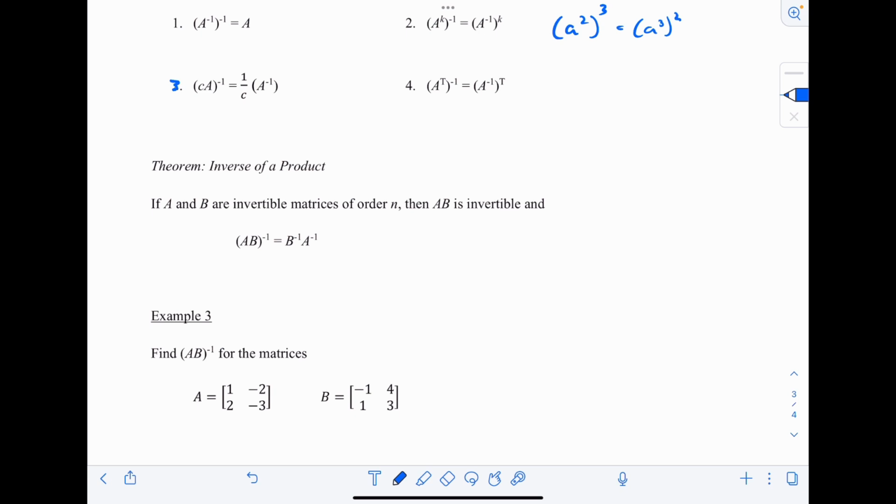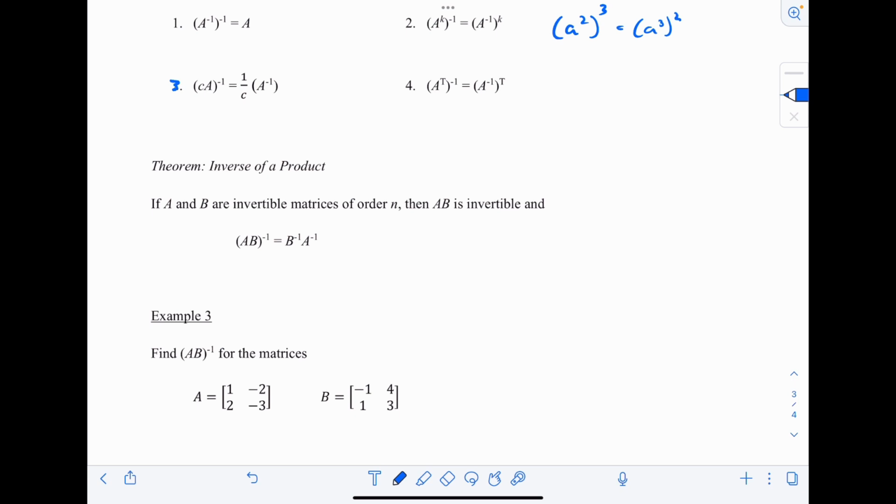Here, it's saying that if I multiply two matrices together, A and B, and then find the inverse, it's not the inverse of A times the inverse of B. We actually have to flip the order here. It's going to be the inverse of B times the inverse of A. So just watch that order carefully with that particular theorem, okay?